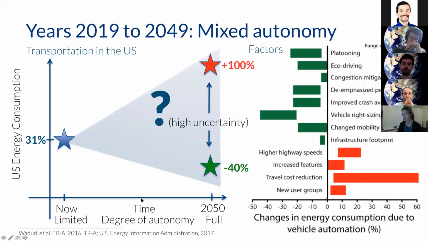How do we think about this mixed autonomy region in between? And how do we head to where we want to be? What might the possible paths look like? And that's the motivation. So the question is, what is the impact of autonomous vehicles on society?